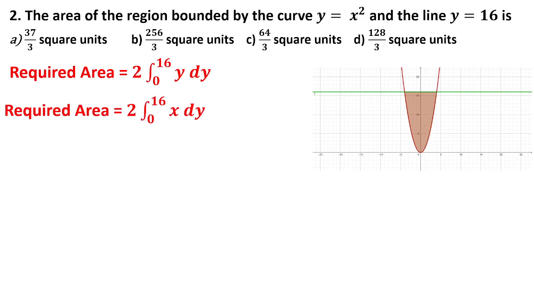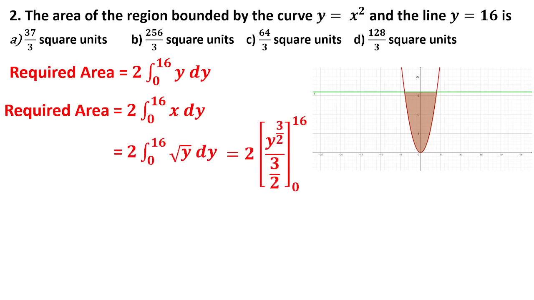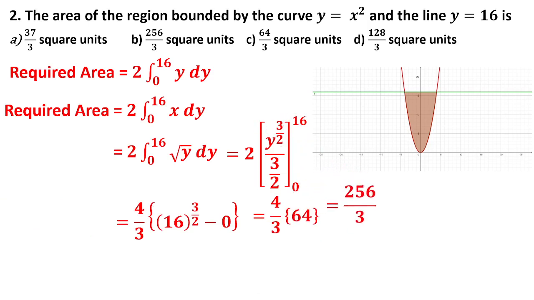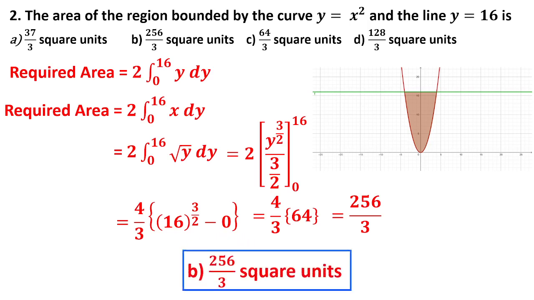And the required area is x dy, and we have to find what x is. It is root of y into dy, that is 2 into y power 3 by 2 by 3 by 2. You have to apply y is equal to 16. 16 power 3 by 2 is 64 and it is 256 by 3. Therefore the required area is 256 by 3 square units.